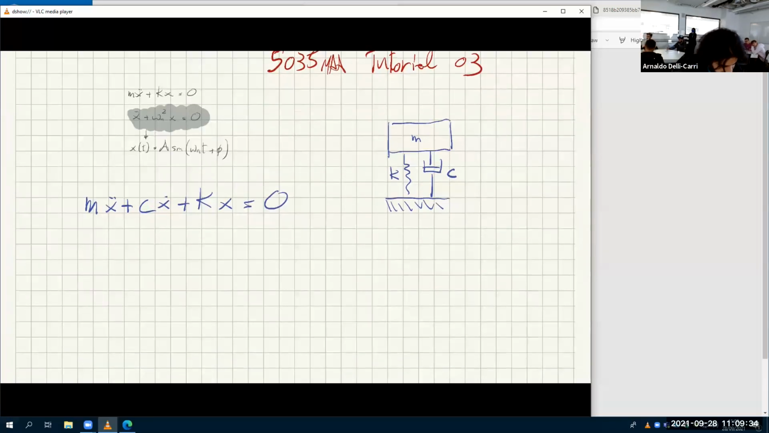So this gives a solution. The solution of this is, what do you think? Still a sine wave? Yes, almost. It is an amplitude times a decaying exponential term times a sine wave.